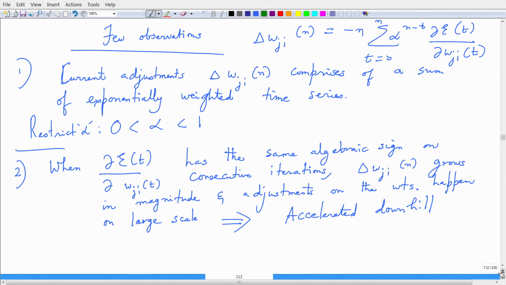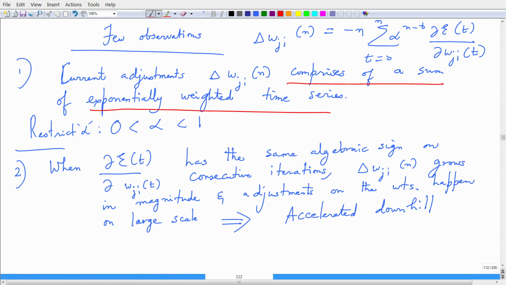Now, there are a few observations. So, delta wj at time step n is minus eta times summation t equals 0 to small n, alpha power n minus t times the partial derivative of the error with respect to the synaptic weight Wji. Now, current adjustments comprise a sum of exponentially weighted time series, right. So, this is what we have, and we can restrict alpha to be between 0 and 1.